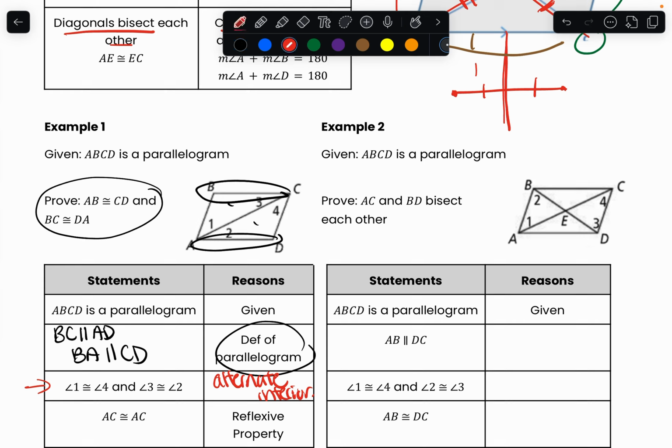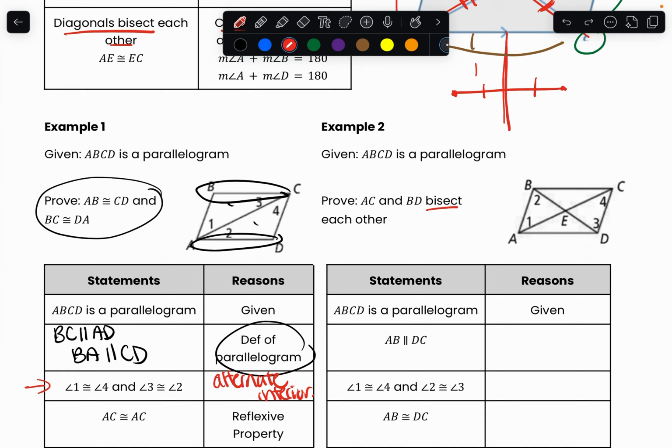Now, first of all, when it means bisect, this means that this and this right here have the same length. Just keep this in mind. Okay, now let's read this. So, first statement, ABCD is a parallelogram. That's a given. Great.